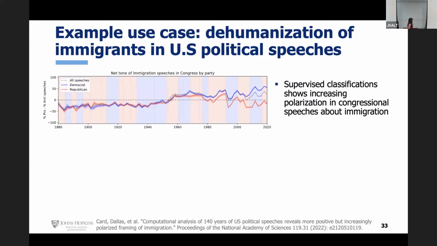Okay, so this is showing some results from this paper. The top chart is an analysis of US political speeches, particularly congressional speeches. They did some analysis of presidential speeches too. If you look at the speeches in Congress, first they look at potential polarization in how these congressional speeches talk about immigration.